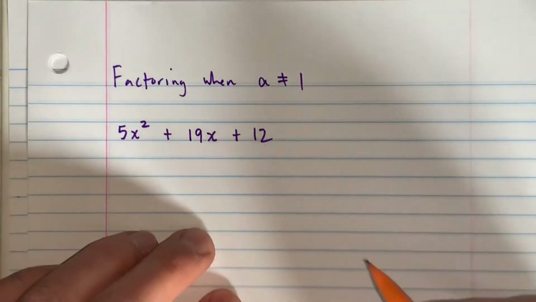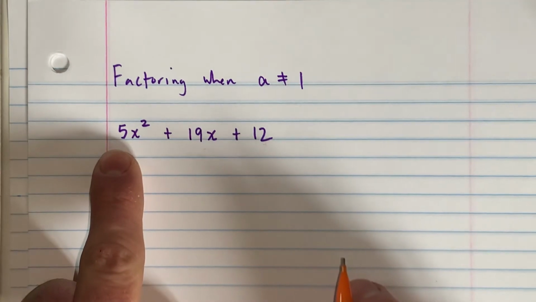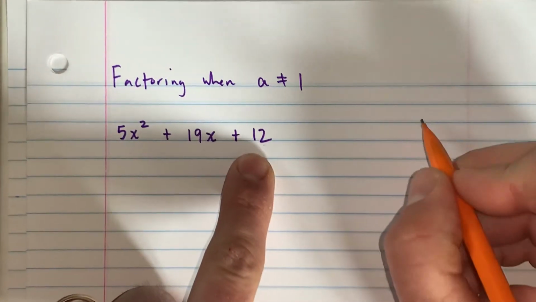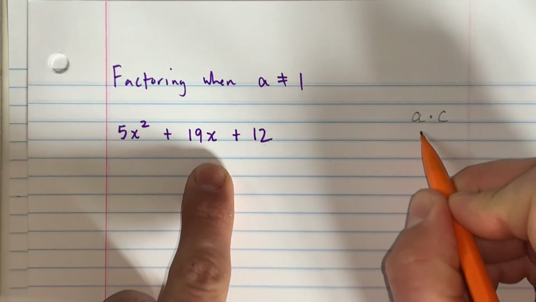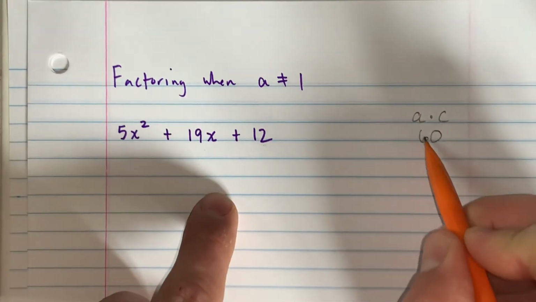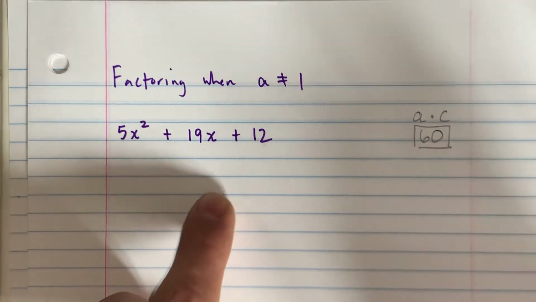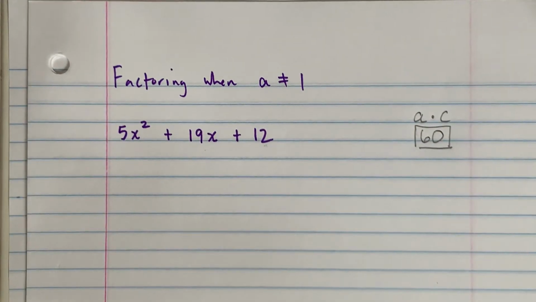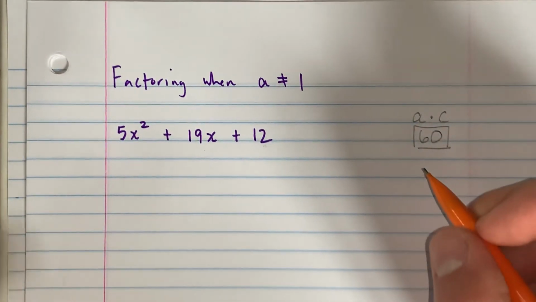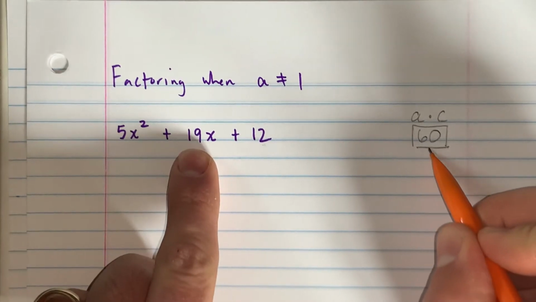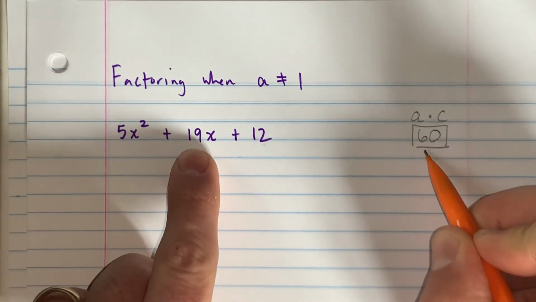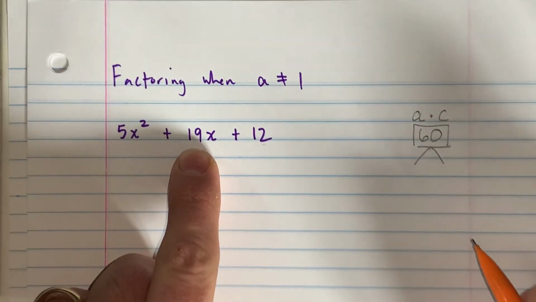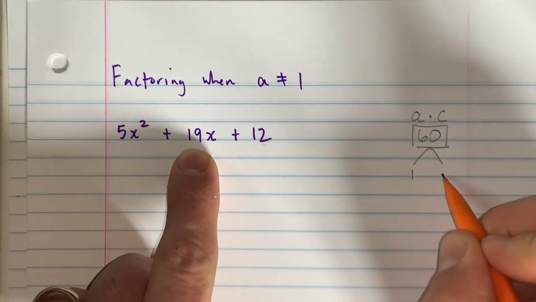We first start out by multiplying a and c together. In this case, a multiplied by c would be 60. So 60 is our magic number that we're going to start with to factor. We think about what numbers multiply to give us positive 60 and add up to give us 19.